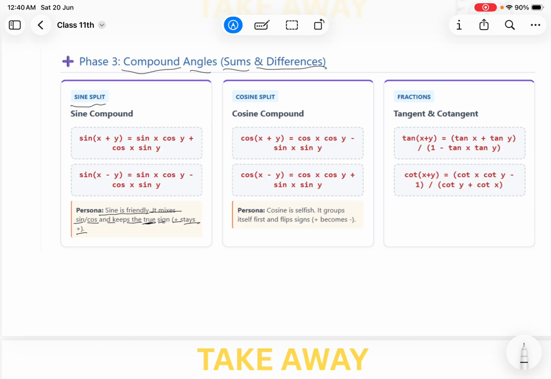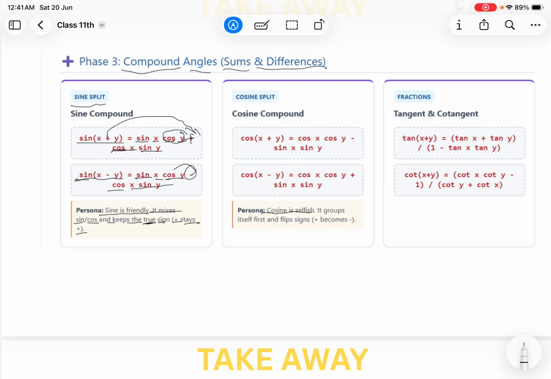Plus means that when we look at sin(x plus y), it is sin x cos y, then plus cos x sin y. Here cos x comes first, and the plus sign stays the same. For the minus, sin(x minus y) is sin x cos y minus cos x sin y, right?